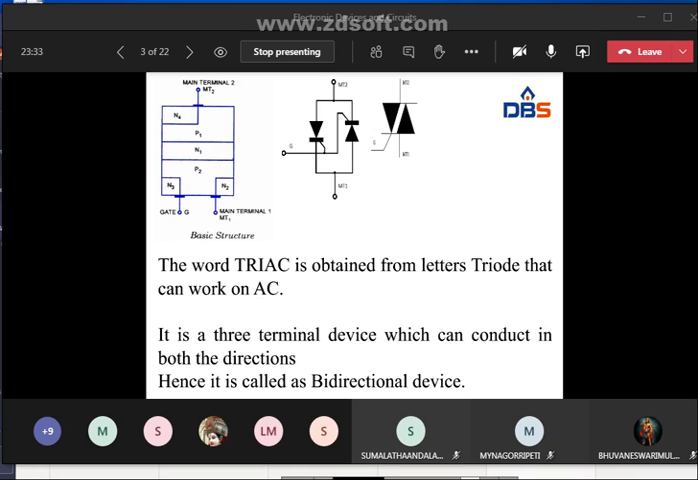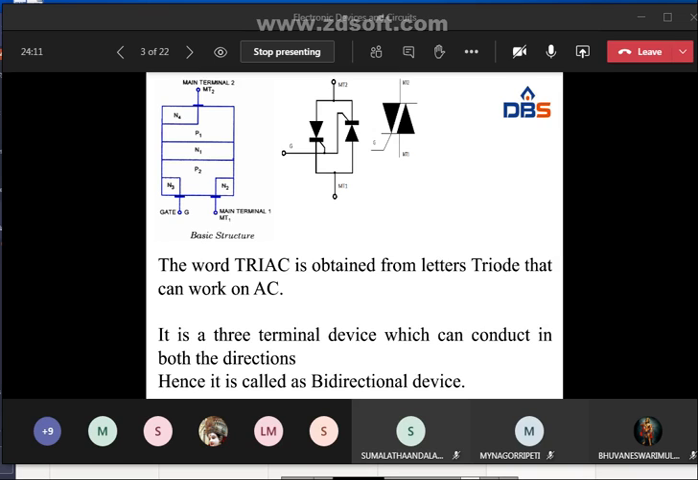So in the fourth case, when MT2 is negative but gate is positive with respect to MT1, P2N2 is forward biased at that condition. So current carriers are injected, then the triac turns on. Okay. So these are the four modes of operation in the triac.